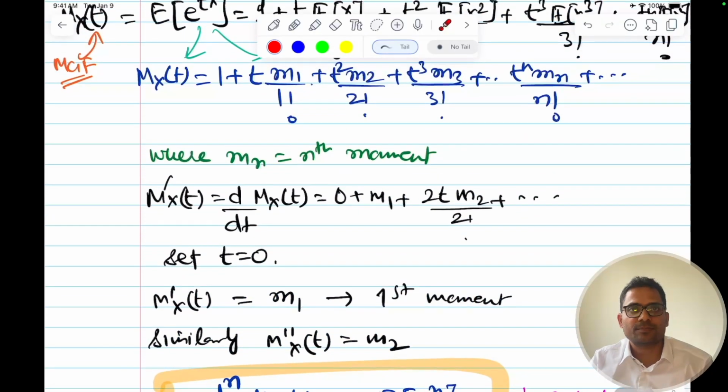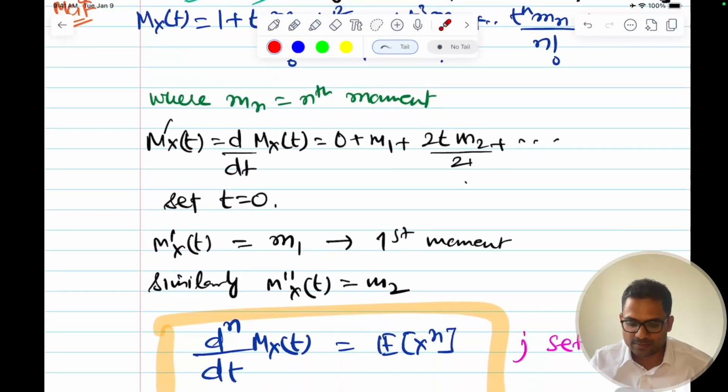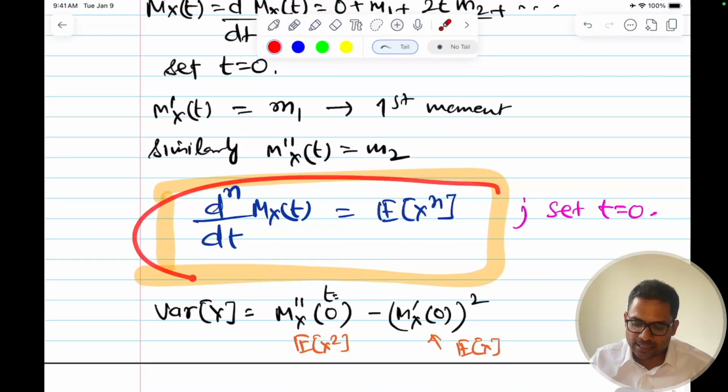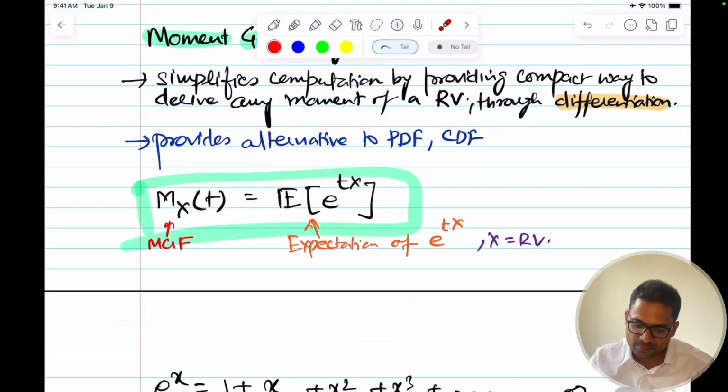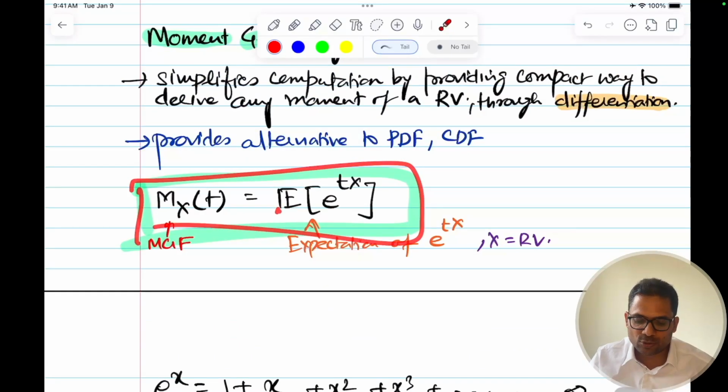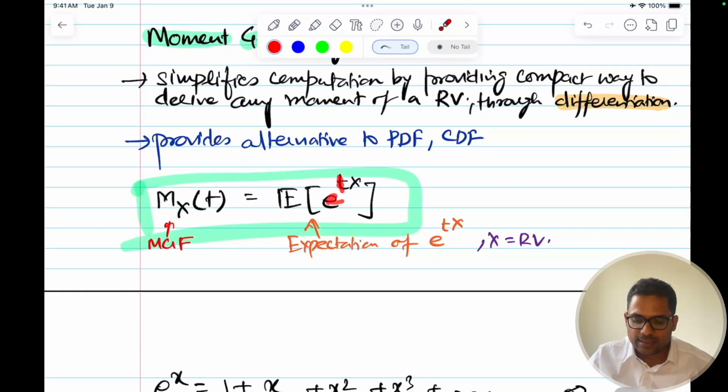I hope moment generating function is clear. It's simple. Just take the nth derivative and set t equal to 0, and the formula here is given by expectation of e to the power tx.